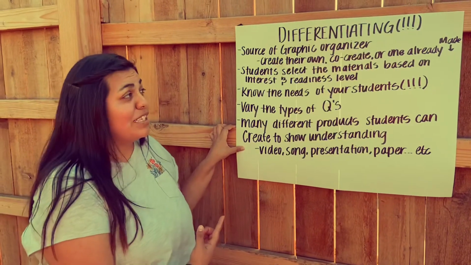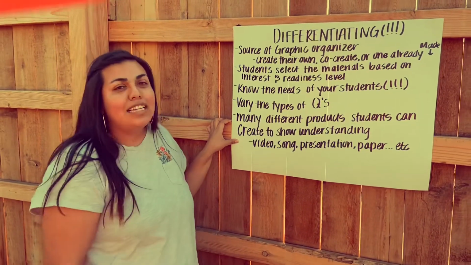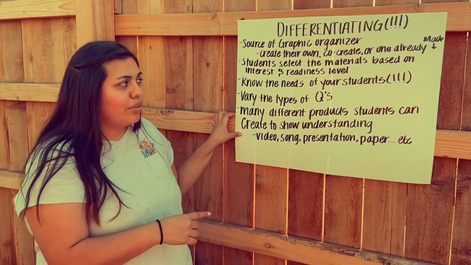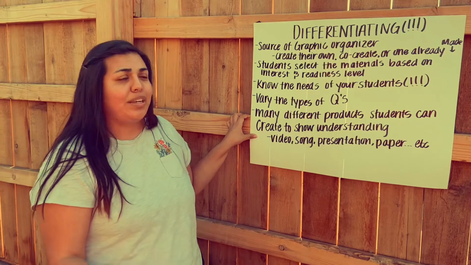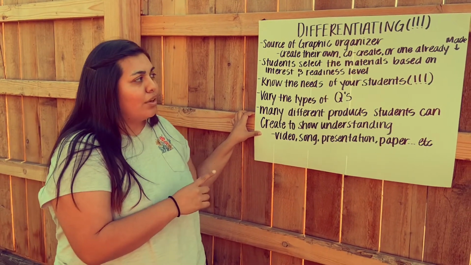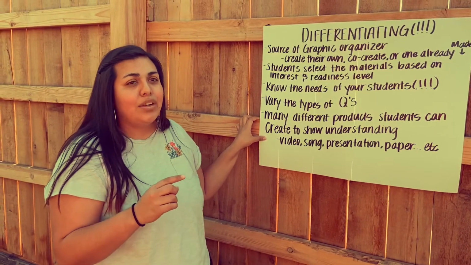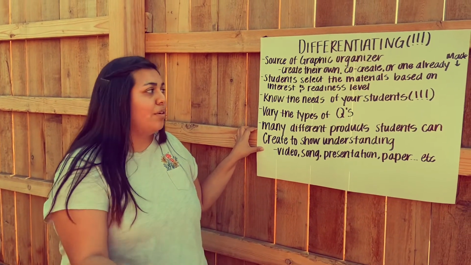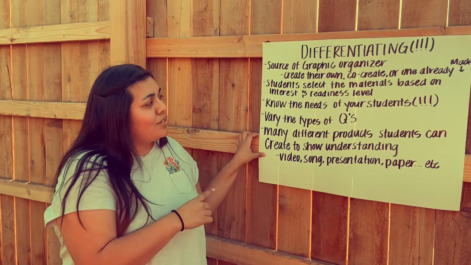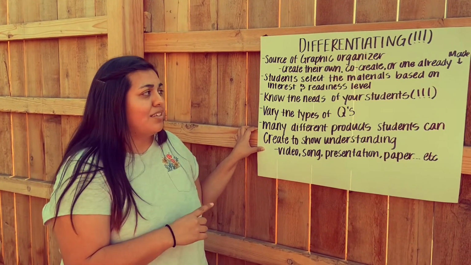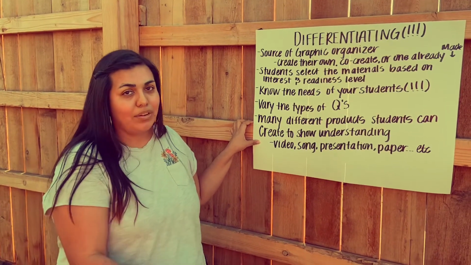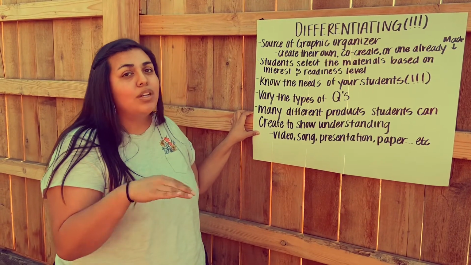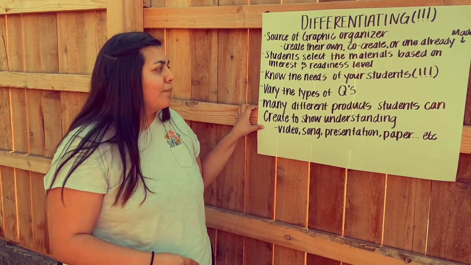And next, we're going to talk about differentiating with the integrative model. This is thinking about your source of graphic organizer, whether they're going to create their own, you're going to co-create with them, or you're going to use one that's already made. The advantage of creating their own and co-creating one with them is that you're going to be able to use what they know and what you know that they need to your advantage. The next is students select the materials based on interest and readiness level. This means that you're giving them the graphic organizer, and then they're going out there and finding things that are interesting to them and at their level, which means that it's not too hard or too difficult.